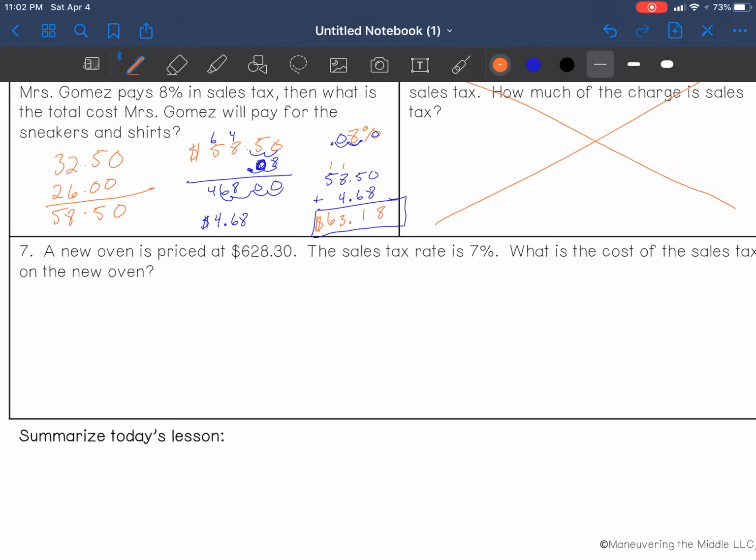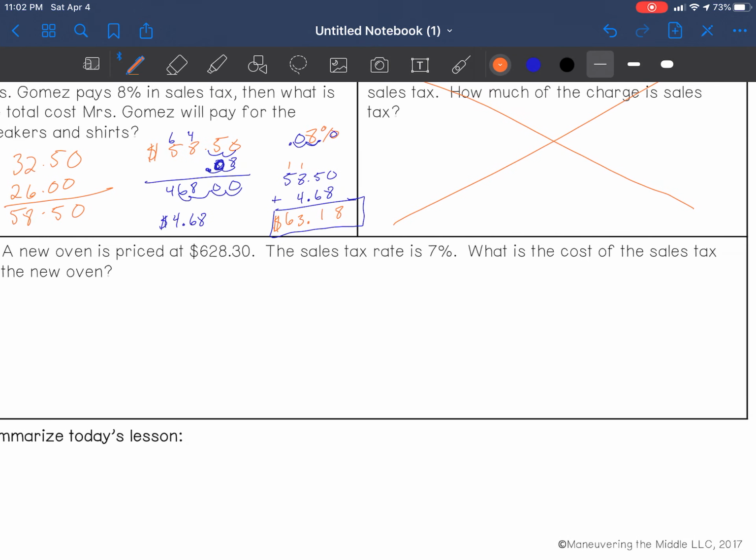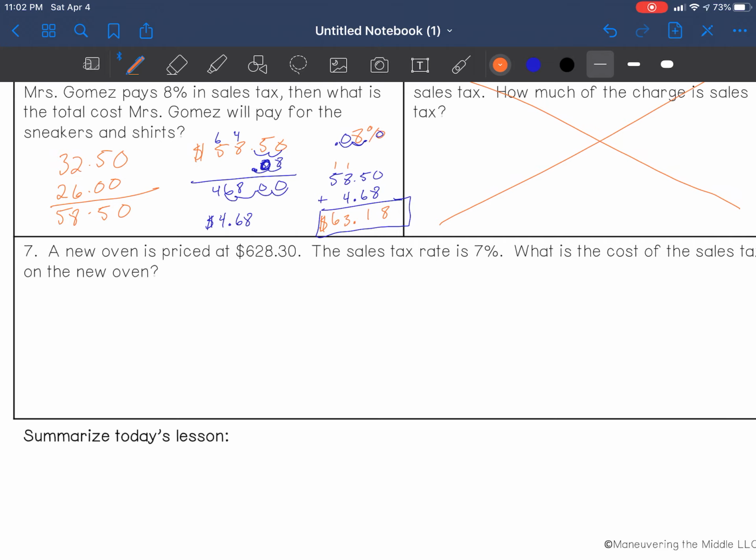A new oven is priced at $628.30. The sales tax rate is 7%. What is the cost of sales tax on the new oven? So all we need here is what is the cost of the sales tax. Pretty simple. We're not getting the total. We're just getting the sales tax. So let's get $628.30. That's 7%. Have to make it into a decimal. 1, 2. We got 0.07.